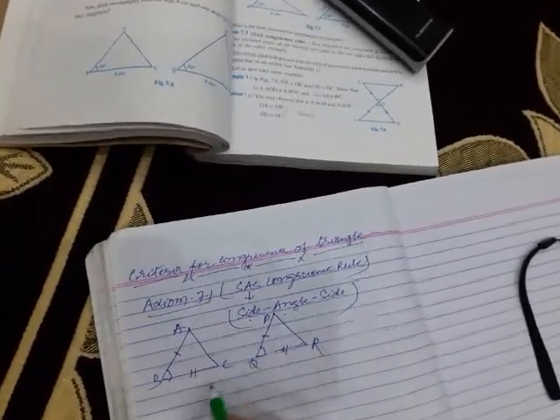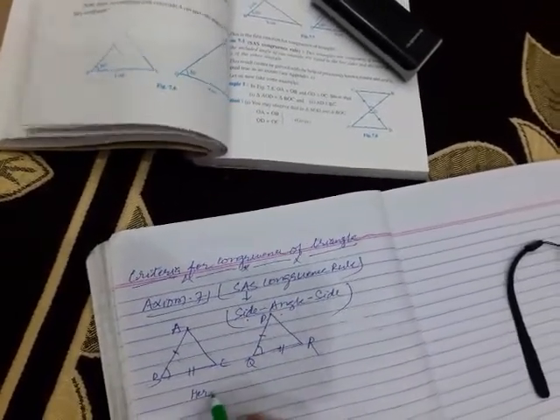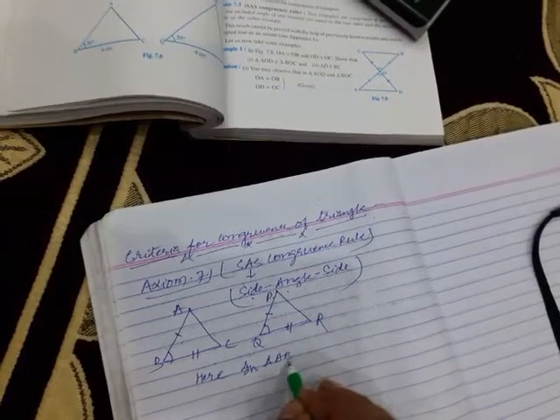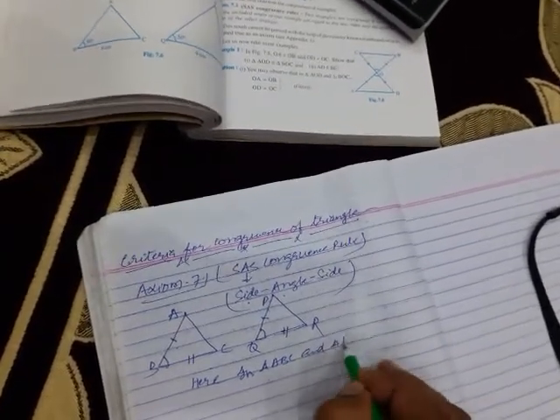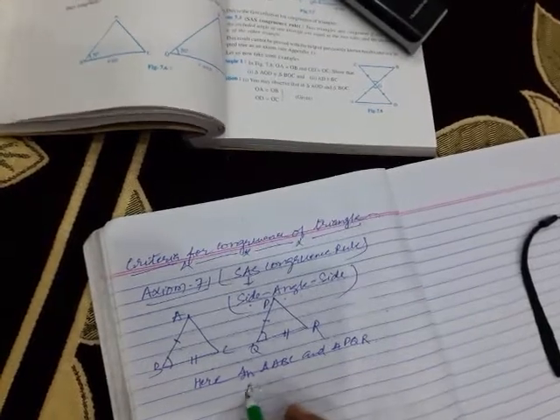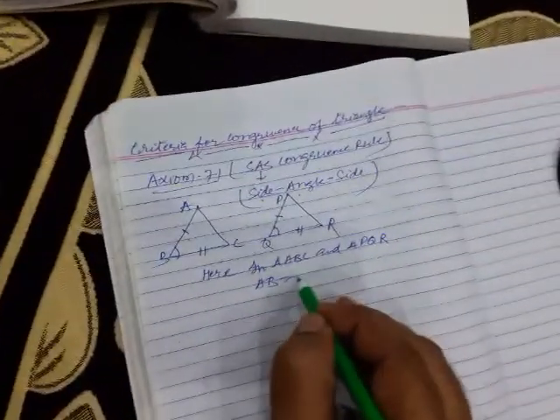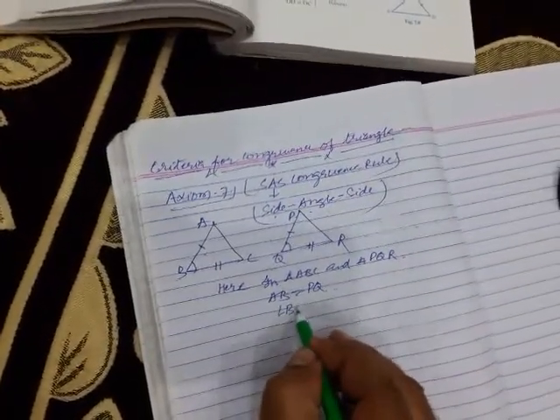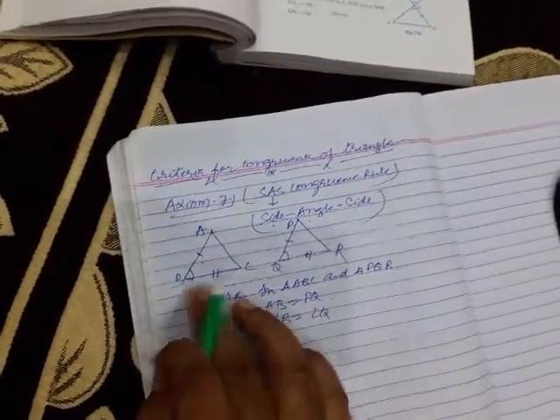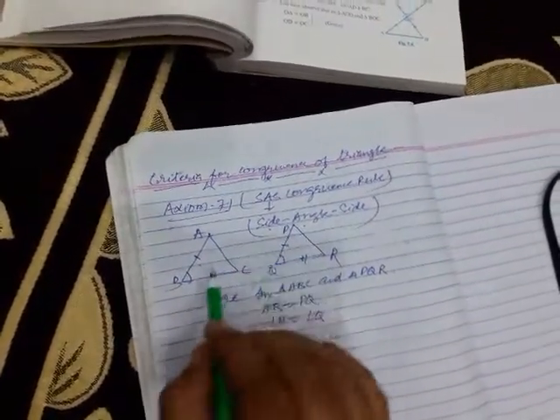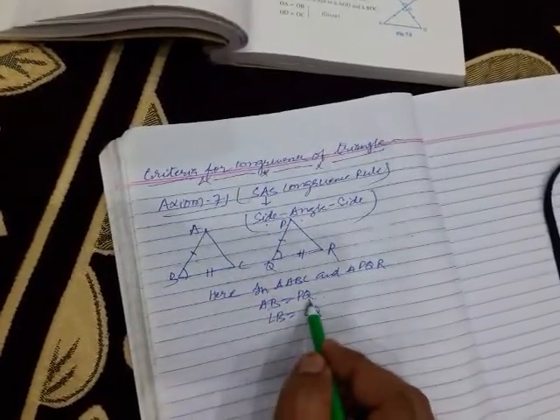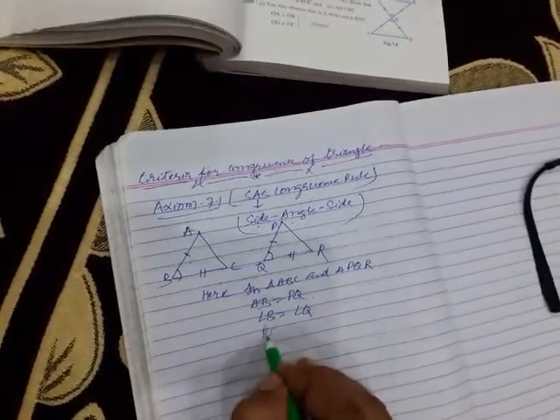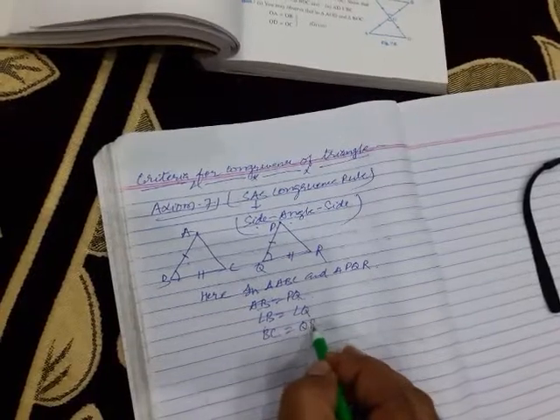Then we say that here in triangle ABC and triangle PQR, AB equal to PQ, angle B equal to angle Q. Children, equality has been shown with the similar markings. AB equal to PQ, clear, angle B equal to angle Q, clear, and BC is equal to QR, clear.